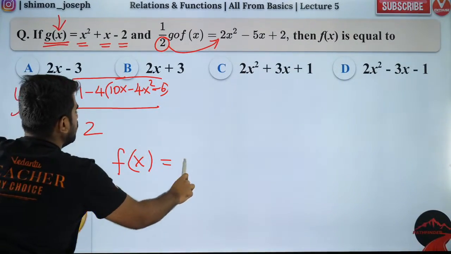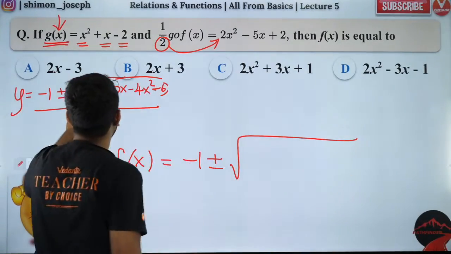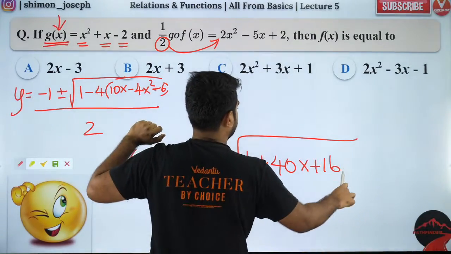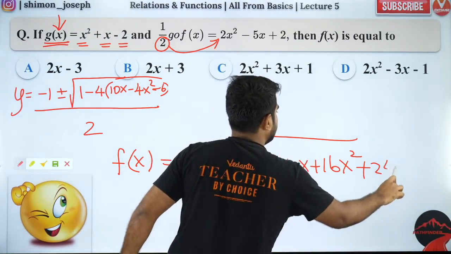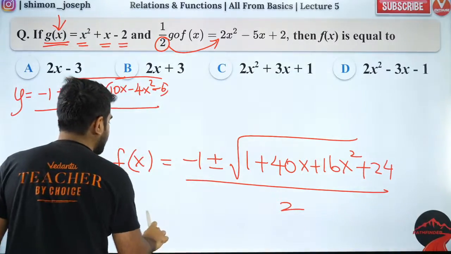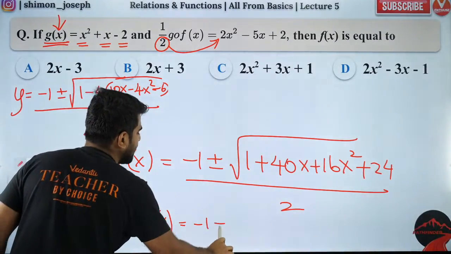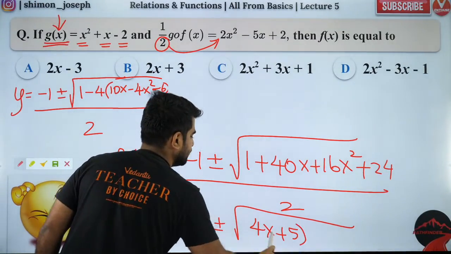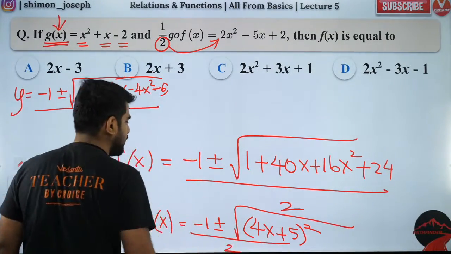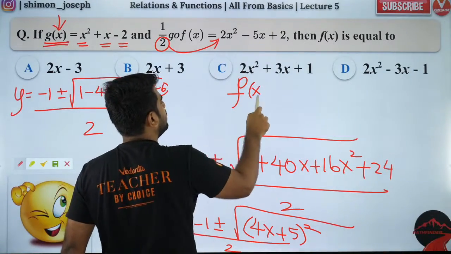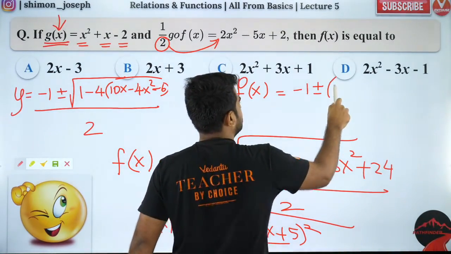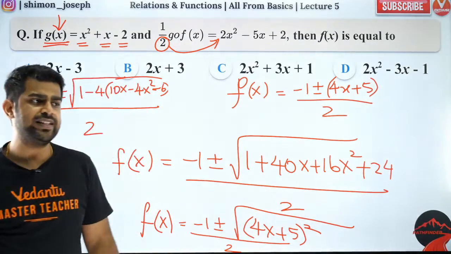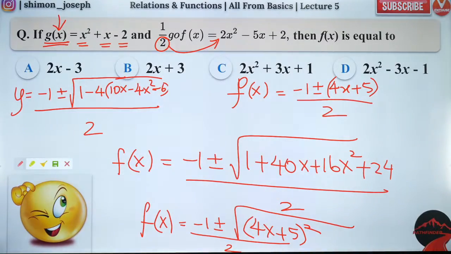So f of x is equal to minus 1 plus or minus root of 1 plus 40x plus 16x square plus 24, divided by 2. So f of x is minus 1 plus or minus root of 4x plus 5 the whole square, by 2. So f of x is equal to minus 1 plus or minus 4x plus 5 divided by 2. Solve it and get the answer. Over.